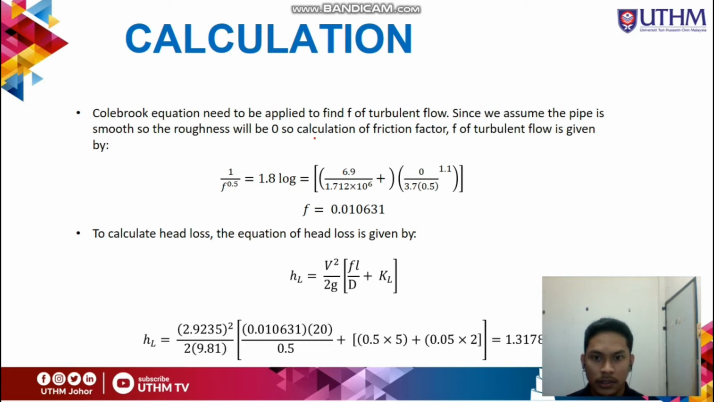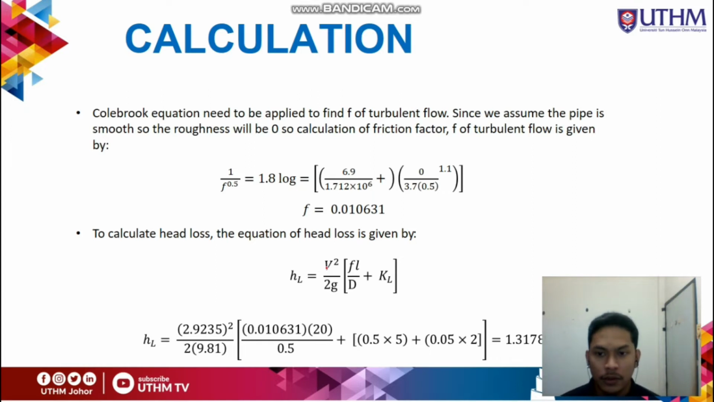Okay, so we assume the pipe is smooth, so the roughness will be 0 for the calculation of the friction factor. Then we just insert the value in the equation again, and we will get F equal to 0.010631.